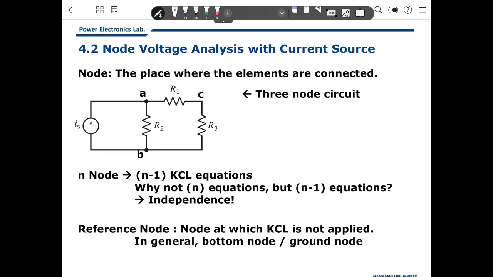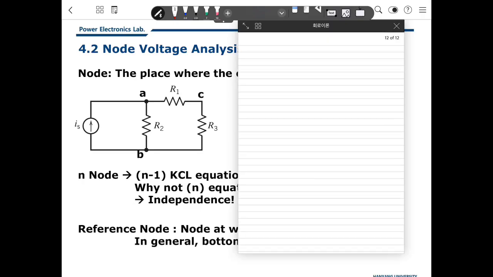Today we will start chapter 4. In chapter 4, we will deal with some analysis techniques for the electric circuit. Here we will do these two techniques: node equation and mesh equation.